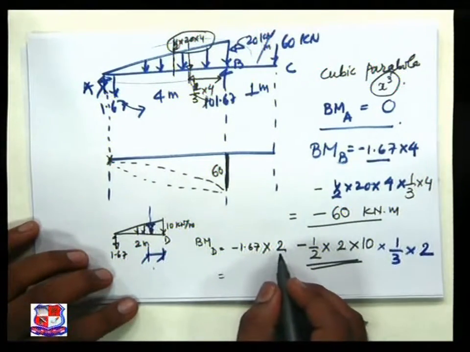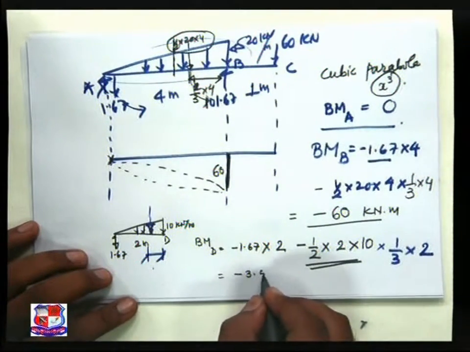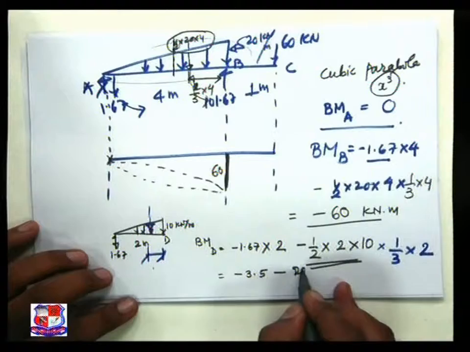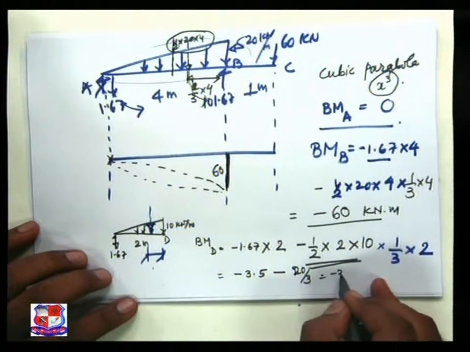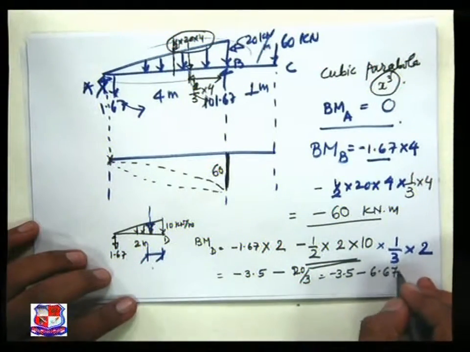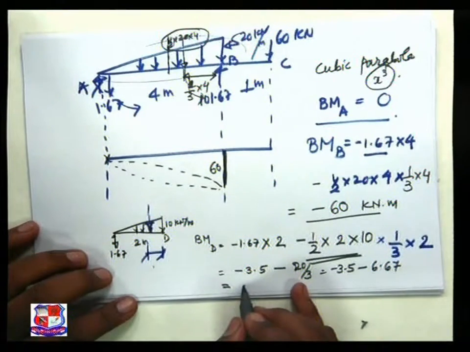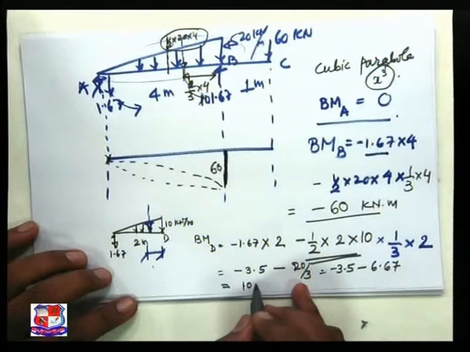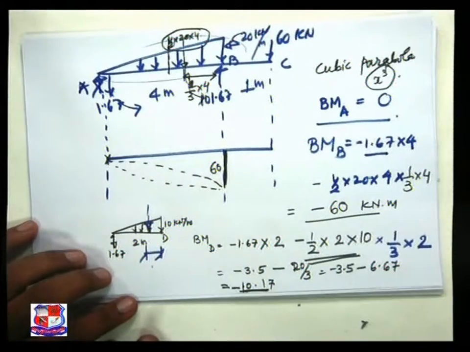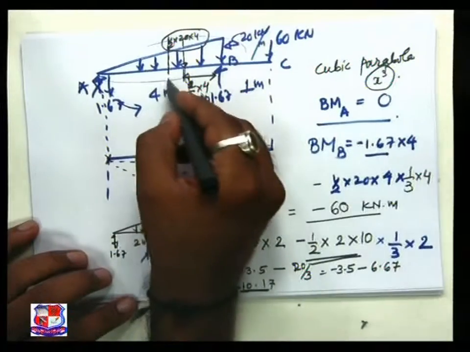1.67 multiplied by 2, this is minus 3.5, minus 20 by 3, and we got minus 3.5 minus 6.67, and then we achieve minus 10.17. We obtain the value of bending moment at the center as minus 10.17.